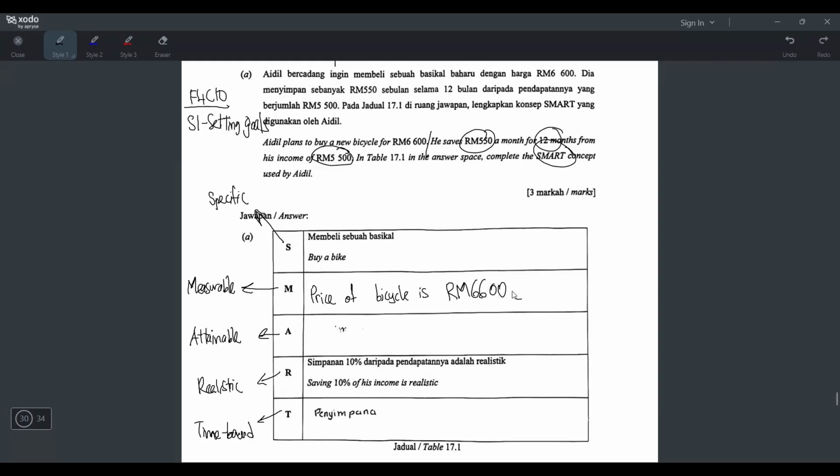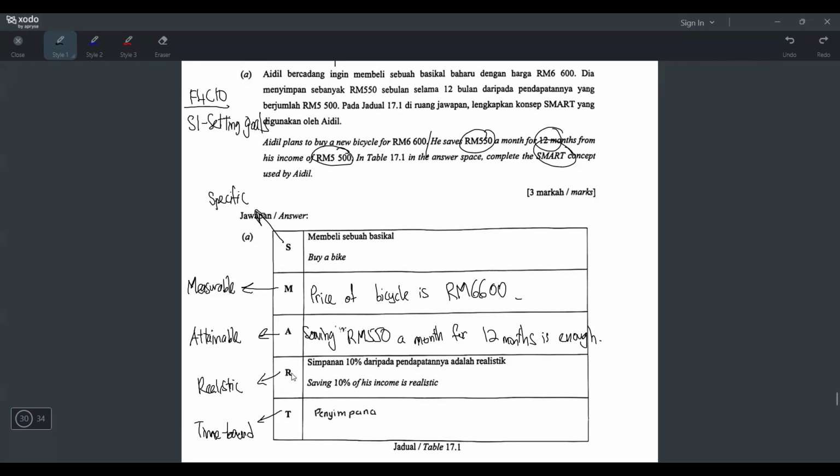So it's measurable and it's attainable also. Why is it attainable? Because he will attain it by saving. So we write, but he can attain it by saving RM550 a month for 12 months. Okay, so saving 550 ringgit a month for 12 months is enough, or you can say is sufficient. Sufficient means cukup. Because attainable means you have to explain how he can attain this goal, how he can achieve this goal. So yeah, this is enough to achieve his goal already. Saving 550 a month is enough.